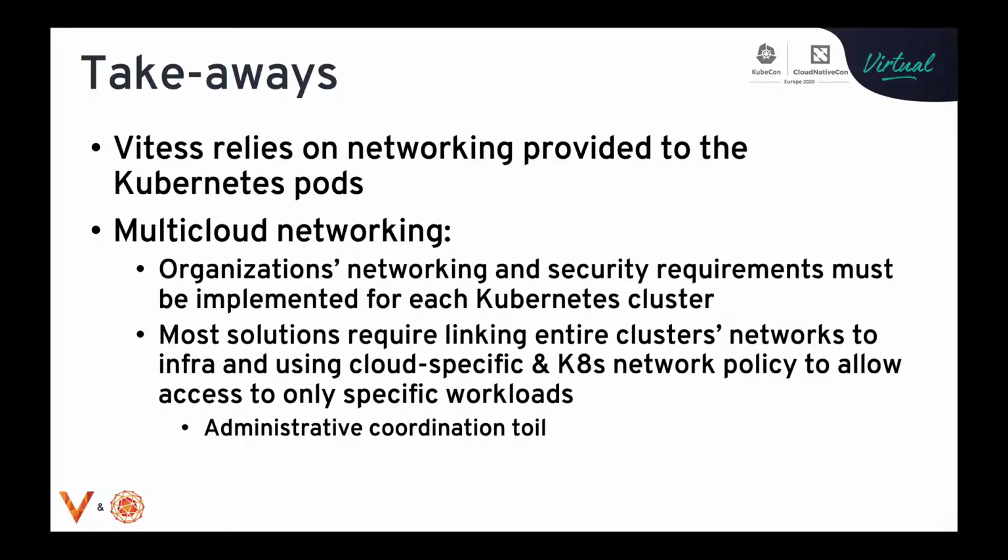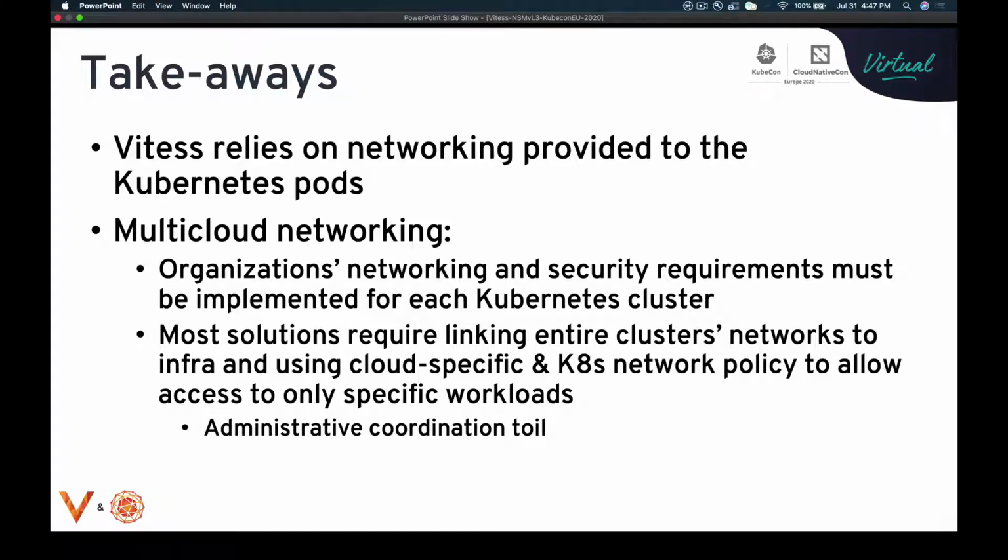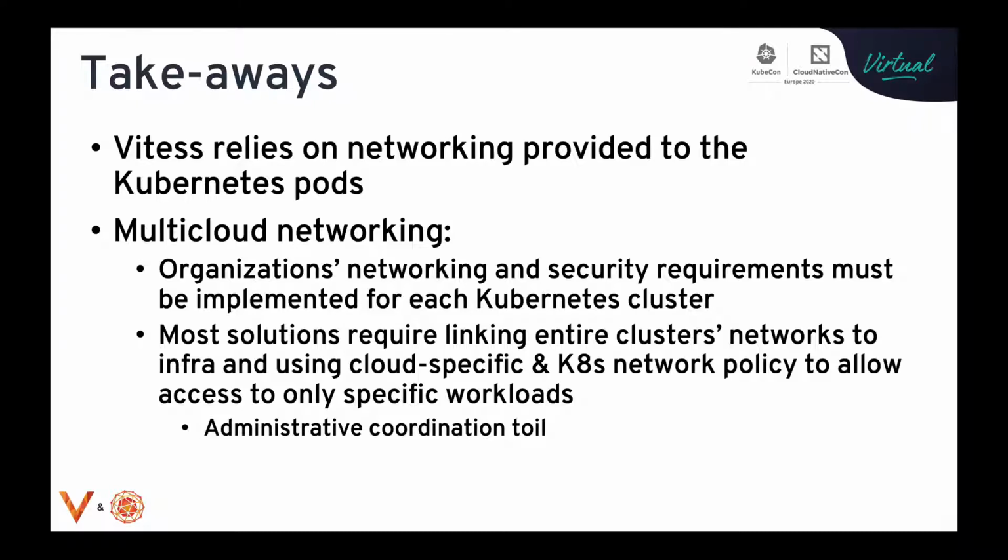Vitess relies on the networking provided by the infrastructure it's deployed on. In the case of Kubernetes, that's the CNI of the cloud provider and its pod. For multi-cloud networking, we need to securely connect multiple networks together. Unfortunately, applying an organization's networking and security requirements usually entails toil, since it requires using cloud-specific APIs and per-Kubernetes-cluster network policies to allow access to only specific workloads.